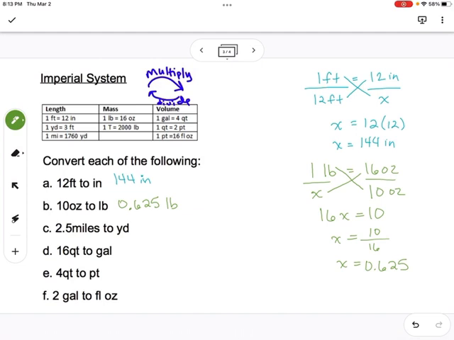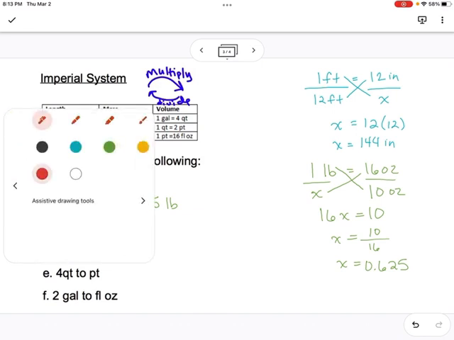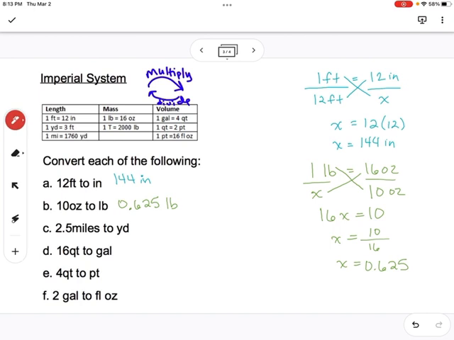Okay, next question, 2.5 miles to yards. We see 1 mile is 1,760 yards. So we're going from miles to yards, so we're going from the left side to the right side, which means that we're going to multiply. But again, I'll set up the ratio. So we have 1 mile is equal to 1,760 yards.